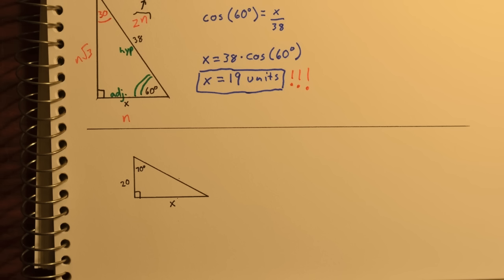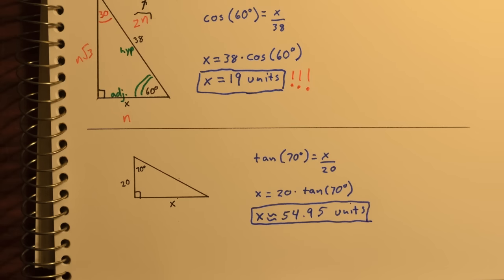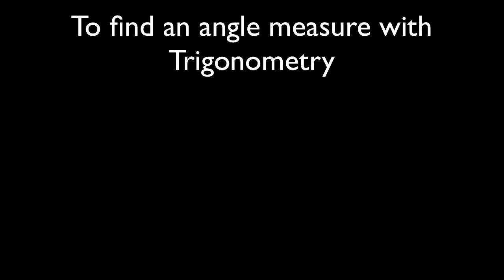One final example, try it on your own. Here we've got a 70 degree angle, a 20 unit side, and x. Pause the video, give it a shot on your own. You should have used the tangent function. So the tangent of the angle equals opposite over adjacent. So therefore x equals 20 times the tangent of 70, which is about 54.95 units long. The next video will deal with finding an angle measure using trigonometry.